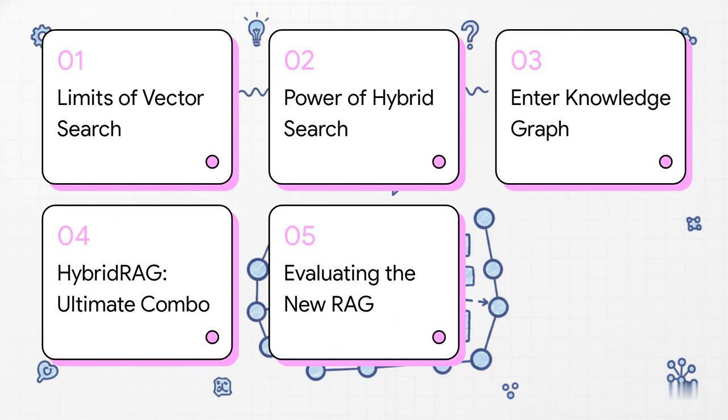Here's our roadmap for today. First, we'll hit the limits of vector search, then the power of hybrid search. Third, we'll enter the knowledge graph. Fourth, we'll look at hybrid RAG as the ultimate combo. And finally, evaluate the new RAG.